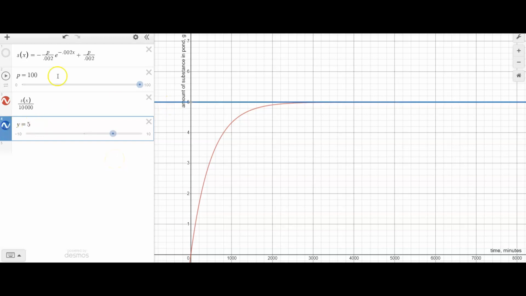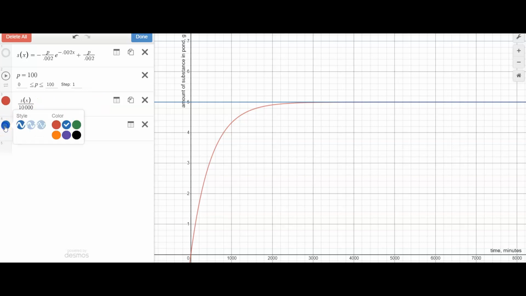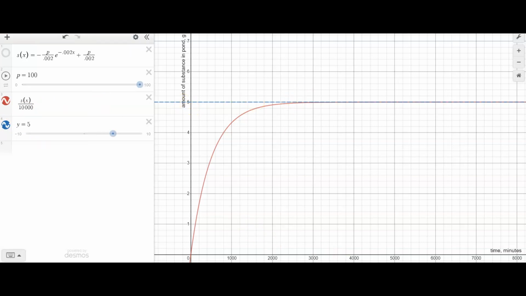Another thing you can do in here, by the way, is when you change your settings, you can change this to a dotted line just to show that that's your asymptote. And so we've answered this question. We found that if p equals 100, the concentration of substance will approach 5 grams per gallon in the long run.